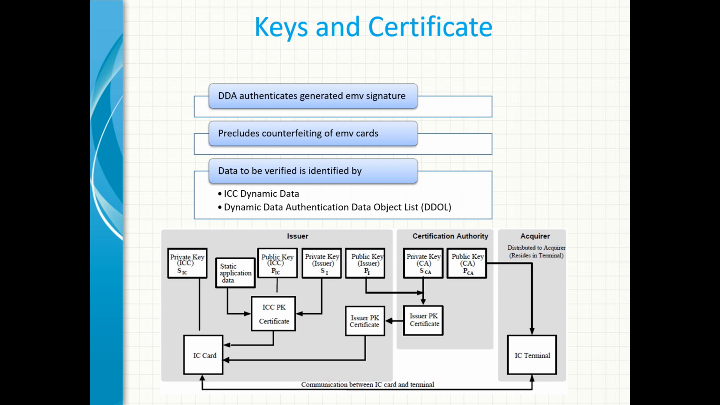This implies that for the verification of an ICC signature, the terminal first needs to verify 2 certificates in order to retrieve and authenticate the ICC public key, which is then employed to verify the ICC's dynamic signature. This brings us to the first point, which is retrieval of the certificate authority public key.